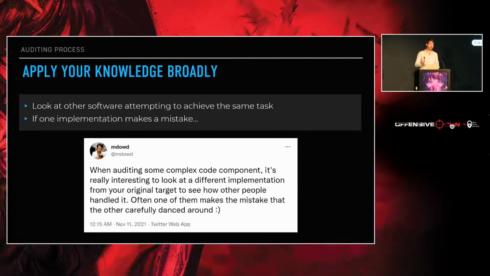So whenever I'm looking at some complex component and I sort of understand it, I find it really interesting to look at different implementations from my original target to see if they've made different mistakes. And incidentally, when I'm having difficulty understanding what a particular component is doing, sometimes I go and look at a different code base where perhaps their code is laid out in a way that I can understand more readily. So it's useful for that as well.